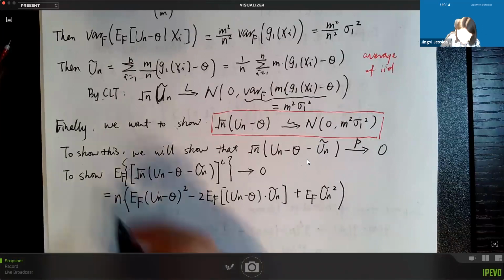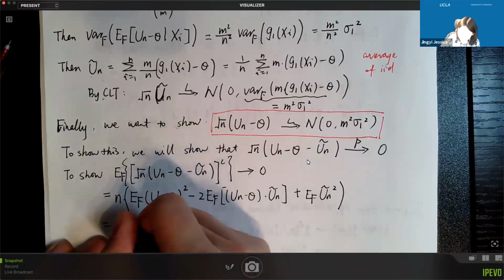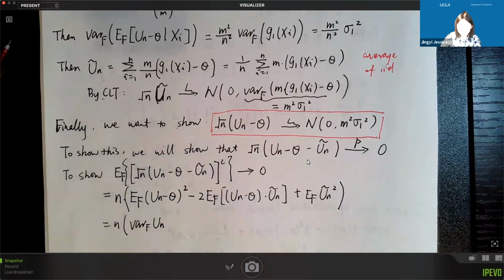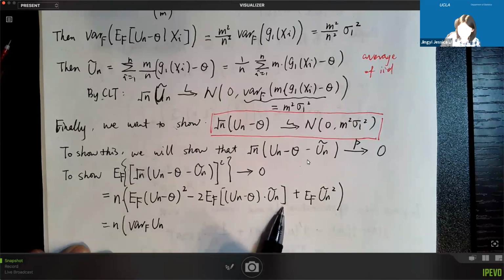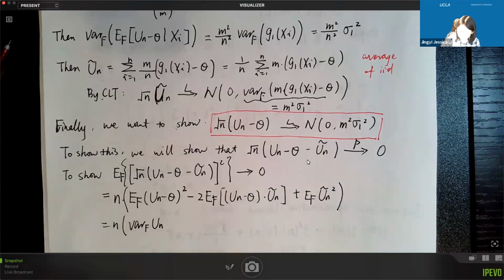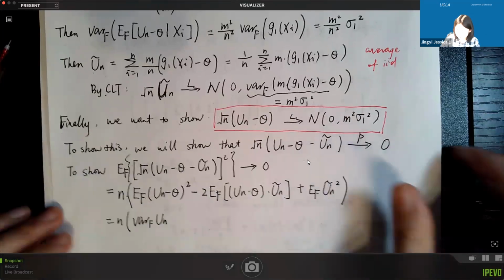For the first term, because we know Un is unbiased, and its mean is theta, the first term becomes the variance of Un. The second term, we need to calculate; we don't know it yet. And the third term, we just keep it for now. So what's the second term? This is a little tricky part.